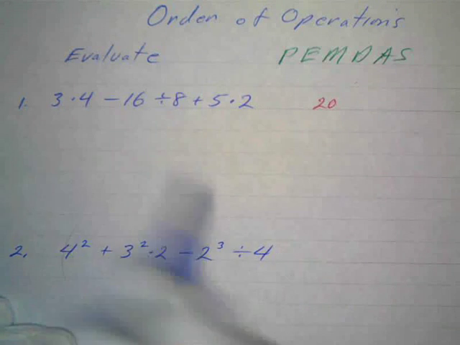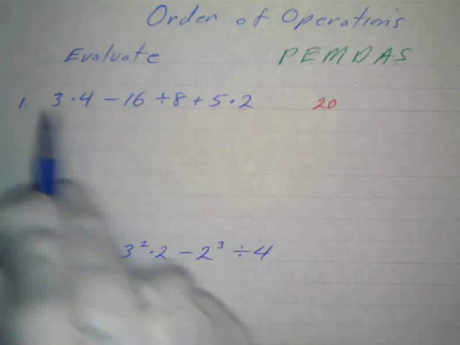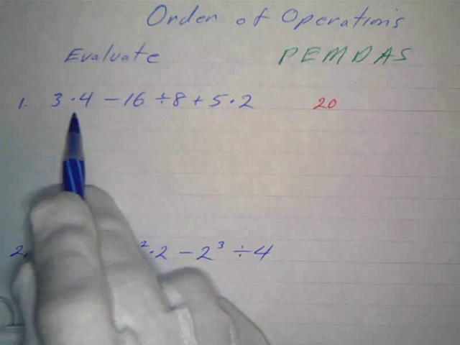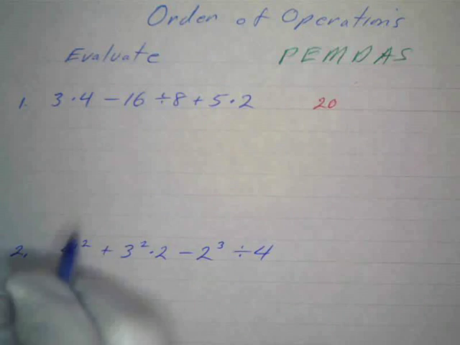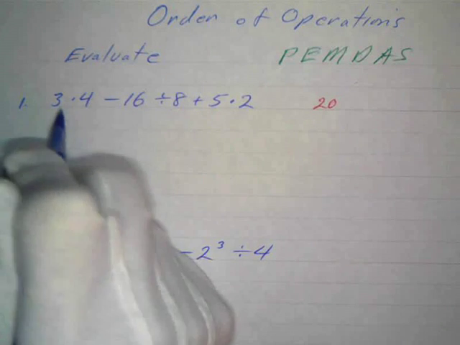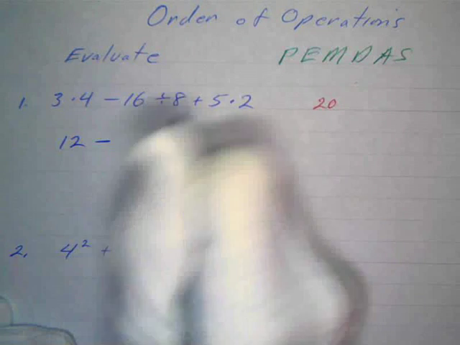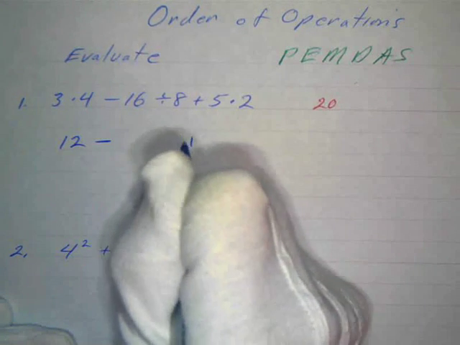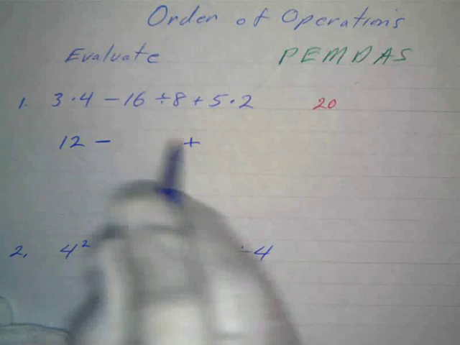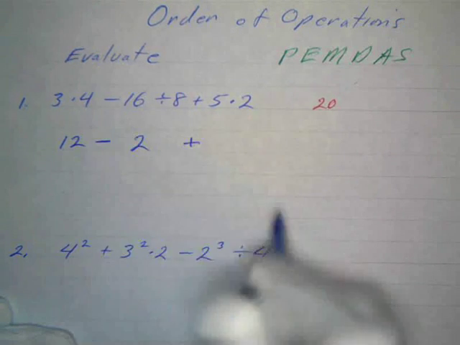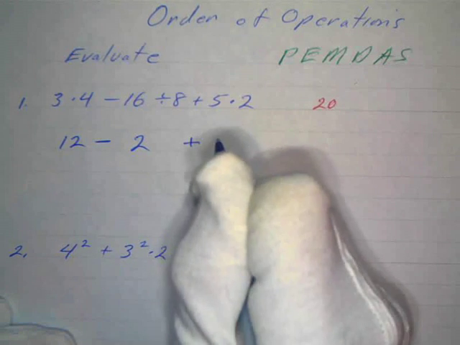First of all, we look and see, do we have any parentheses? No. Do we have any exponents? No. Do we have multiplication or division? Yes, we do. So we'll do that first. So we do one pass through. Multiply was 3 times 4, 12, minus, and then we got a plus over here, so I can write those down because I'm not going to do that yet. Then I'll do my division. What's 16 divided by 8? Well, 16 divided by 8 is 2. And then 5 times 2 is 10.